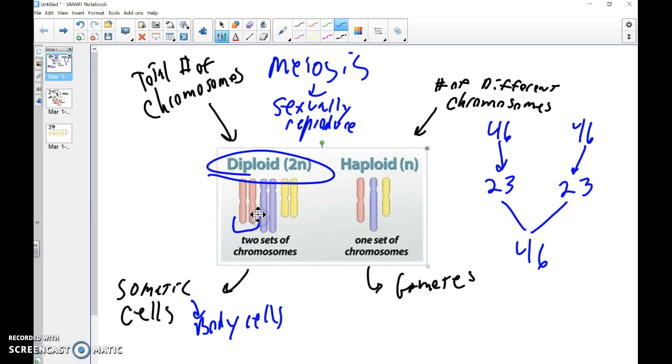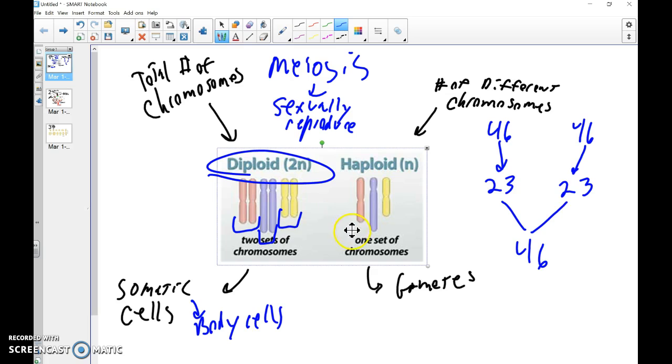This is 1 chromosome. The diploid organism has 2 of them. This is 1 chromosome. The diploid organism has 2 of them. This is 1 chromosome. The diploid organism has 2 of them. And the reason that they have 2 of them is because 1 came from the mother and 1 came from the father.